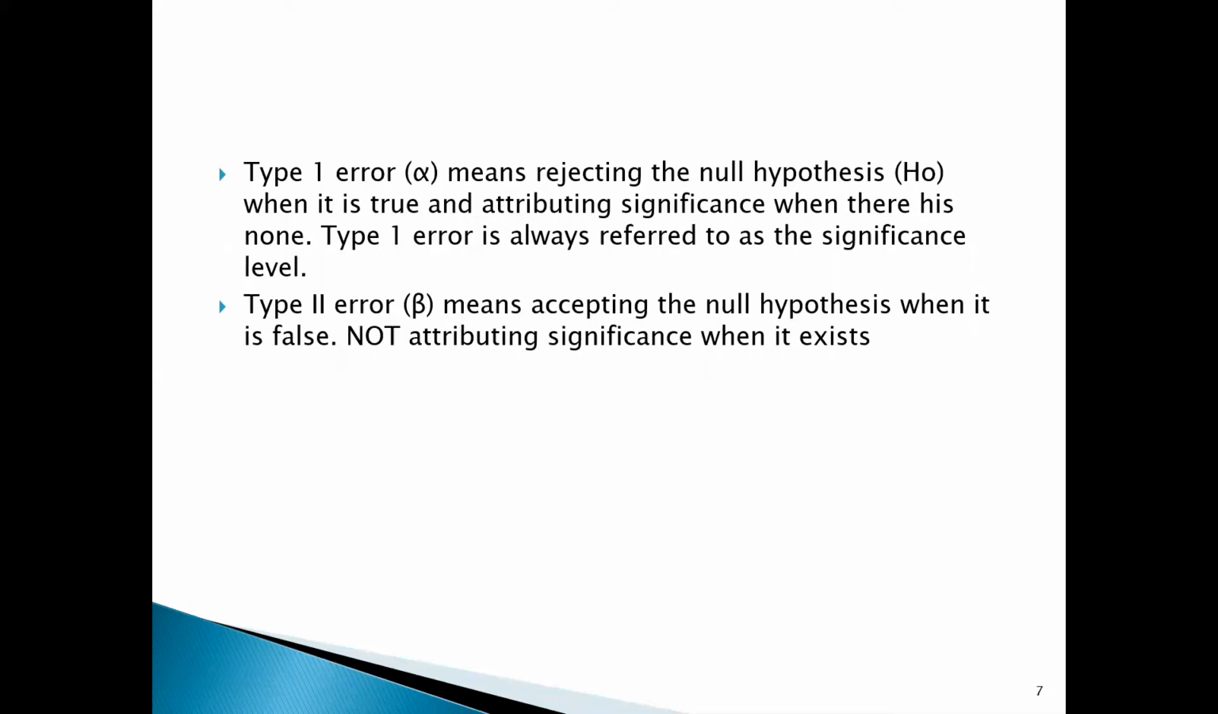And a type 1 error is rejecting that null hypothesis when it's true and attributing significance when there is no significance. A type 1 error is always referred to as the significance level. And that's what that little symbol means that's right next to type 1 error up there. A type 2 error, or beta, means accepting the null hypothesis when it is false, and that means not attributing significance when it exists. So we're going to talk about this. There'll be more questions about this as we go along, so hang in there. Alpha and beta here.